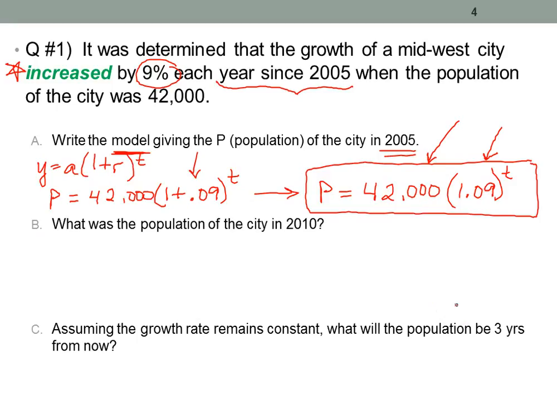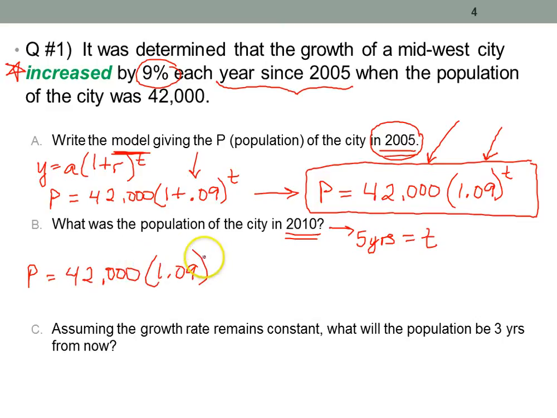The second part says, what is the population of the city in 2010? Going back to what we said a second ago, this equation is for 2005. So when they ask us for the population in 2010, we need to recognize that is 5 years later. All we have to do is put 5 years in for t. So we have the population equals 42,000 times 1.09, and our time is 5 years.